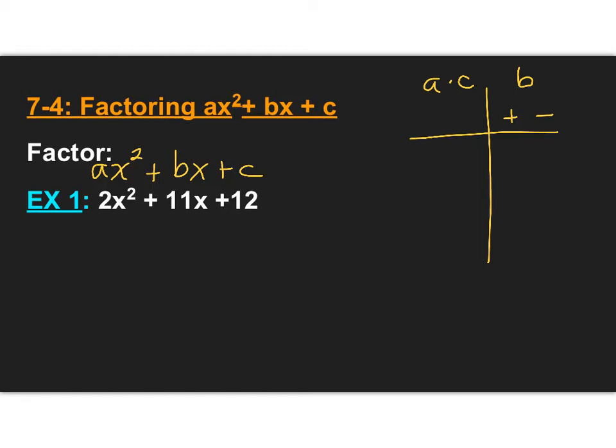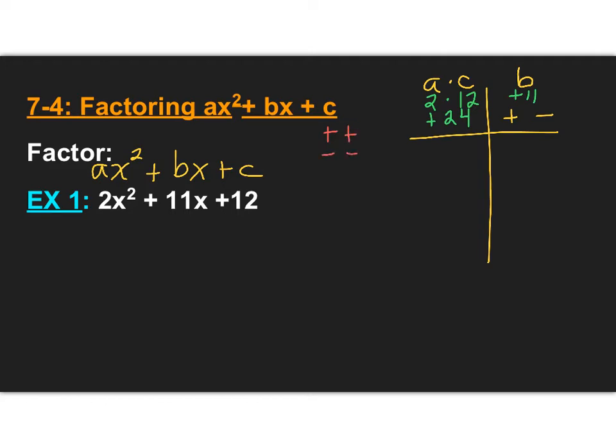And so our a in this case is 2 times our c, which is 12. So pay attention to signs. 2 times 12 is positive 24. And our b that we're looking for is a positive 11. So you need to start thinking about your signs ahead of time. If we're going to have a positive product, the only way that we can get a positive product is if we have two numbers with the same sign. So either a plus plus or a minus minus.